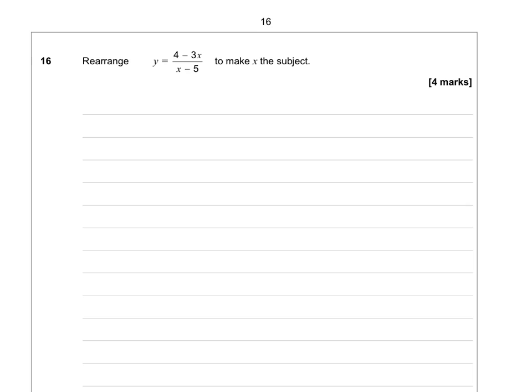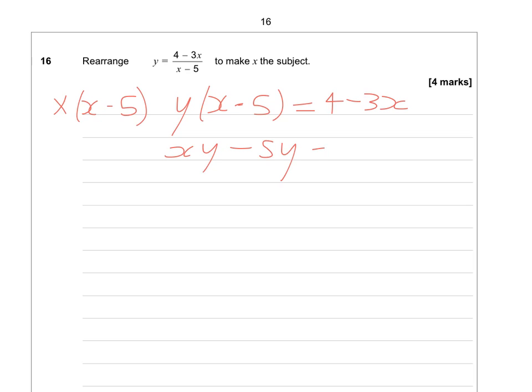Question 16. Rearrange this formula to make x the subject. Start off by multiplying by x subtract 5, which gives us y bracket x subtract 5 equals 4 minus 3x. xy minus 5y equals 4 minus 3x.